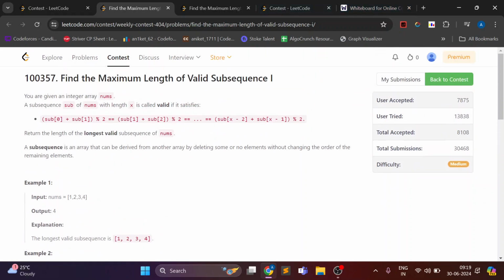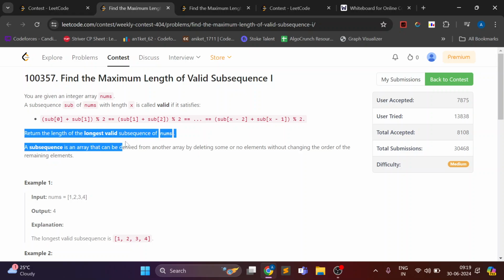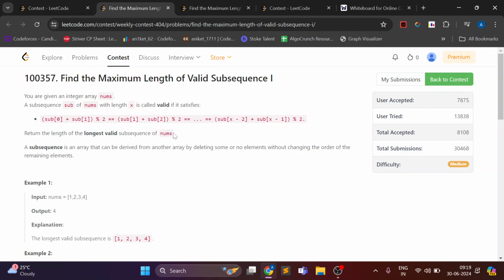So in this question we are given an array nums, and we have to find a subsequence of nums of length x such that it is valid. And what is the validity condition? The sum of consecutive elements in that subsequence mod 2 should always be consistent. So sub[0] plus sub[1] mod 2 should be equal to sub[1] plus sub[2] mod 2. And we have to return the longest valid subsequence of nums.